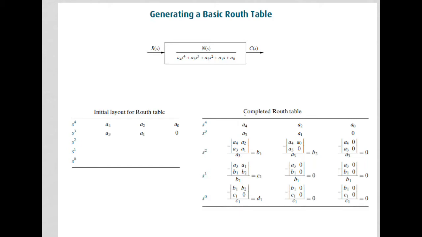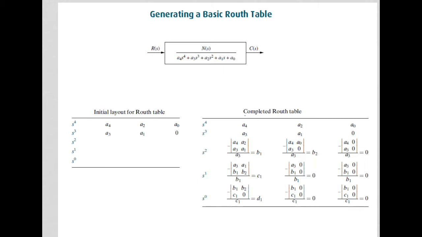Each entry is actually a negative determinant of the entries in the previous two rows, divided by the entry in the first column directly above the calculated row. That is, you can say A4, A3, A2, A1 divided by A3. So each entry is the negative determinant of entries in the previous rows divided by the entry in the first column directly above that row. That is, A4, A3, A2, A1 divided by A3.